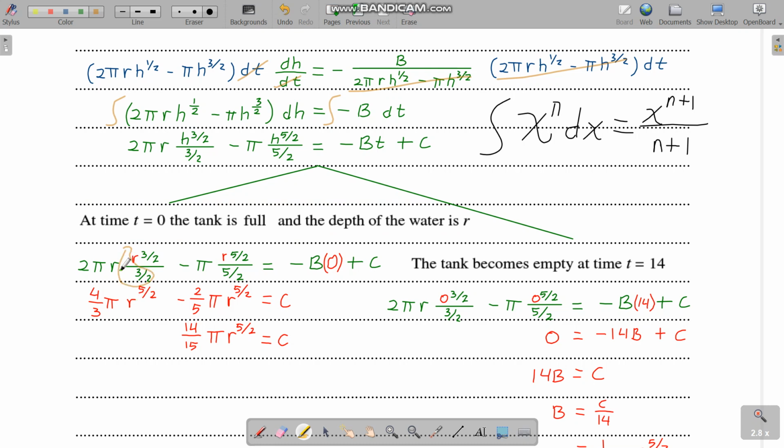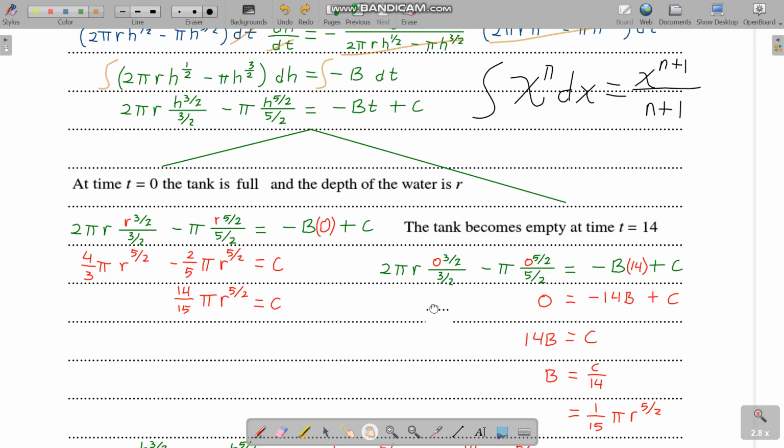Divided by 3/2 means times 2/3. That's why we have 4/3. And divided by 5/2 means times 2/5. And 4/3 minus 2/5, use the calculator, we get 14/15. So in the simplest form, this is the first equation. In terms of c, actually we don't have b anymore, so this is simple, we have c right away.